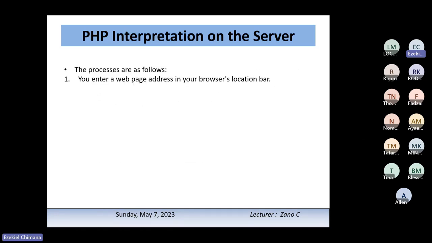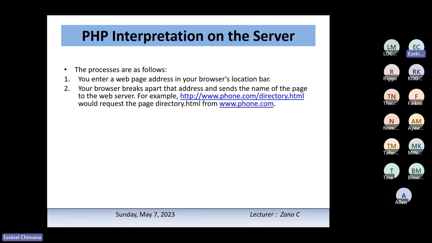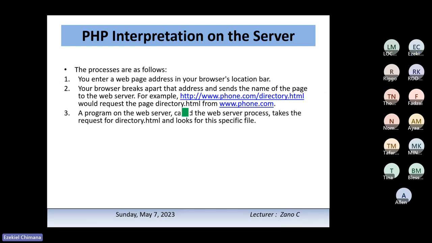One, you enter a web page address in your browser's location bar, and then your browser breaks apart the address and sends the name of the page to the web server. For example, for this one, it would request the page directory, and then after that, a program on the web server called the web server process takes the request for directory.html and looks for this specific file.